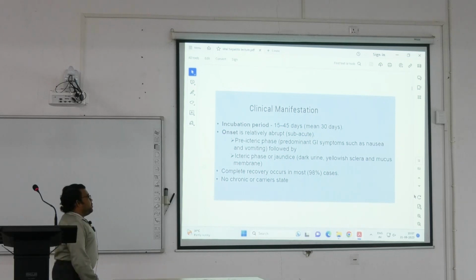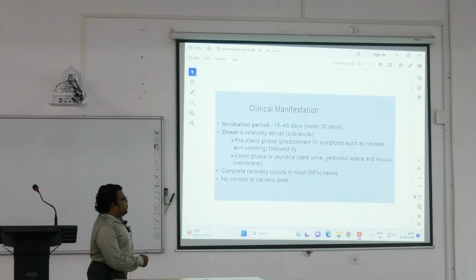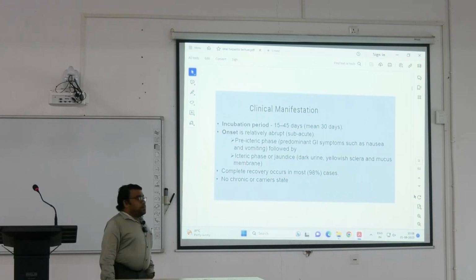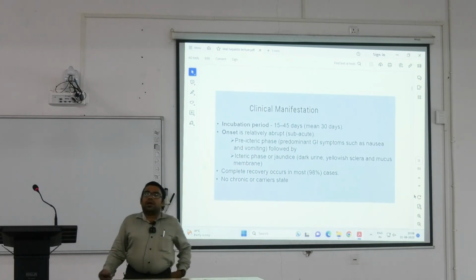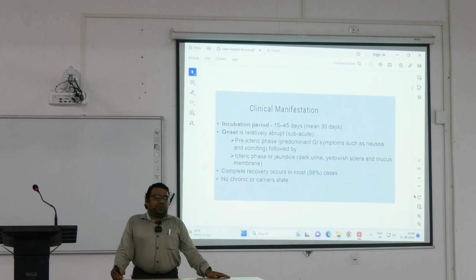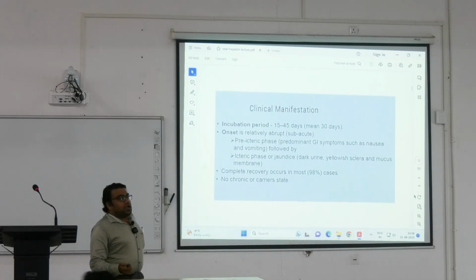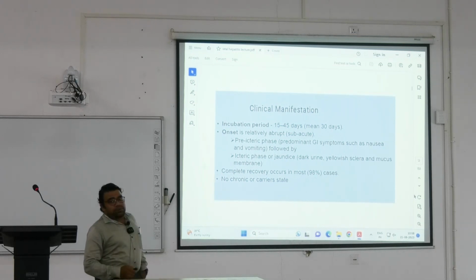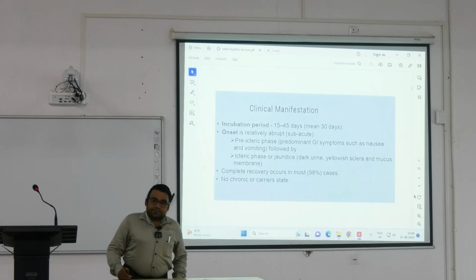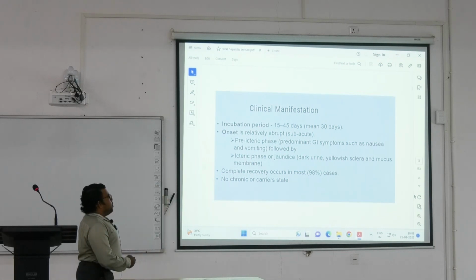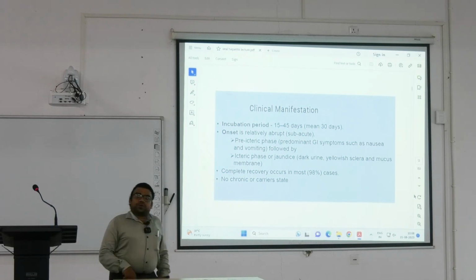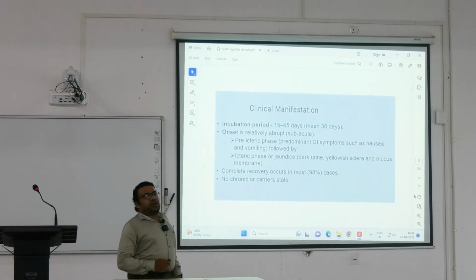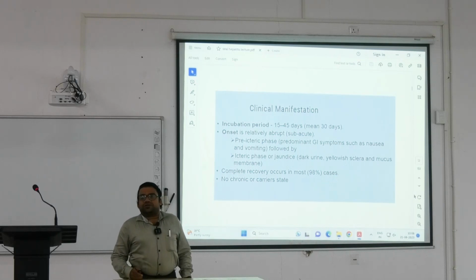What will be the clinical manifestations? Obviously, there will be two phases, pre-icteric and icteric phase. Pre-icteric phase means common signs and symptoms. There might be fever, malaise, this sort of symptoms. Whereas in the icteric phase, it will be dark urine, yellowish discoloration of sclera and mucous membrane, that is clinical jaundice. Incubation period is about 15 to 45 days. Now, most of the people, especially the children and adolescents, will recover without any kind of sickness.